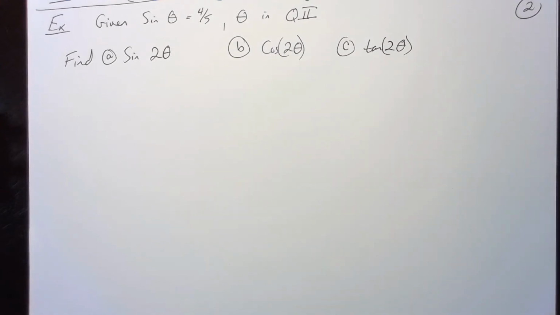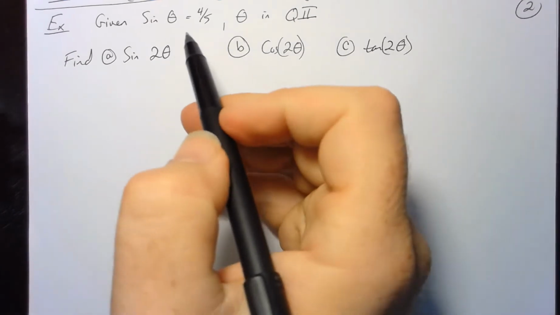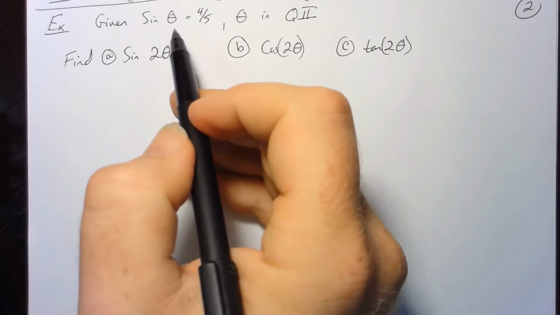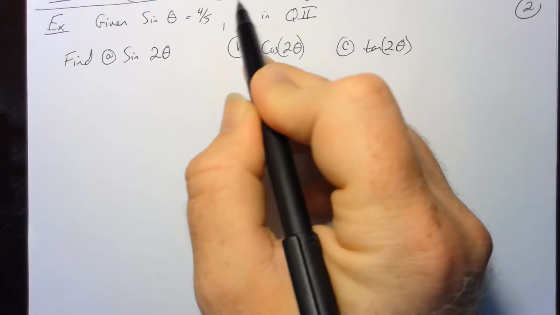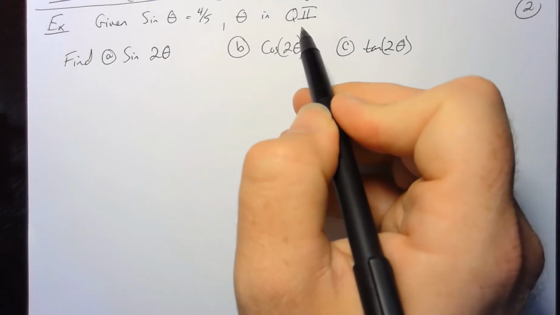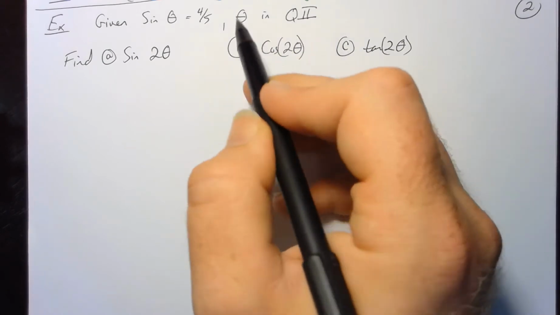In this video, we'll look at applying the double angle identities while utilizing, again, triangles. So remember, anytime that you're given this information, the sine of theta in this case equals 4/5, and theta is in the second quadrant. This second statement is not null and void. It's so important that we actually register where that is.